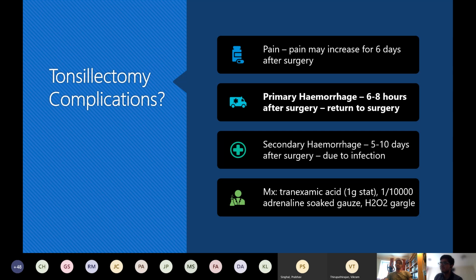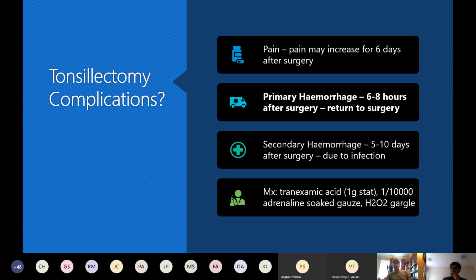Hemorrhage is split up into two. You get primary hemorrhage in the first 6 to 8 hours. If that happens, you take them straight back to surgery because what are the... Oh, wait. Ugh, why am I an idiot? Okay, primary hemorrhage, the major reason is probably because of trauma to the site or dehiscence of the tissue there. So it's kind of come apart or it's bleeding again because you've nicked something, which is why it's really important for them to return back to surgery.